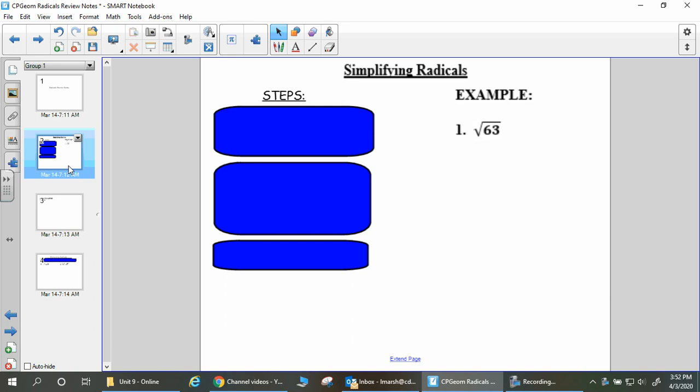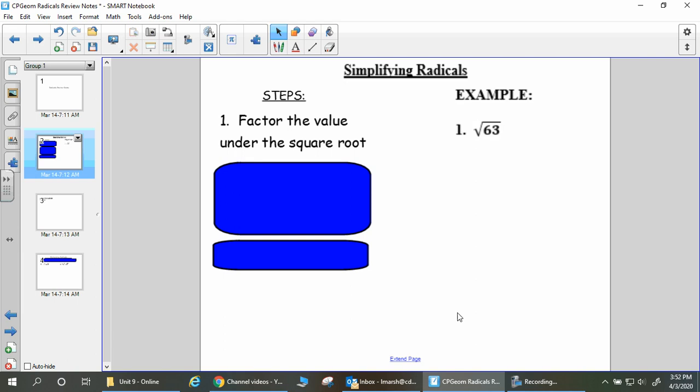So remember, this is when we have a square root. Yes, I can type it in a calculator and get a decimal, but I can also break that square root down. So step one is to factor the value under the square root. In other words, I'm literally going to do an old school factor tree. So if I have 63, well, what multiplies to 63? Well, 63 is 9 times 7. I know that 9 is 3 times 3. And obviously 7 doesn't break down.